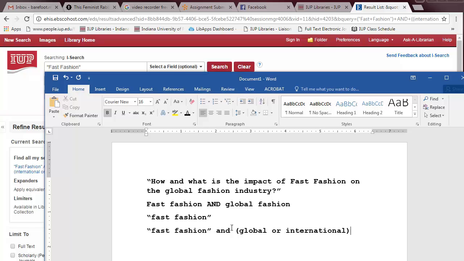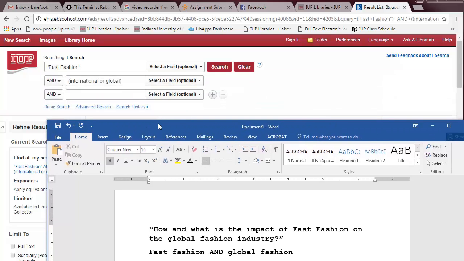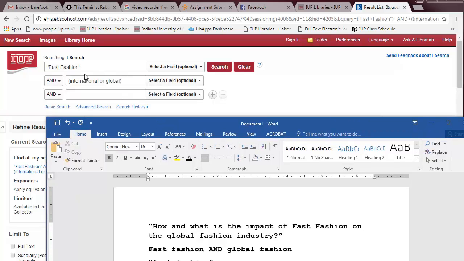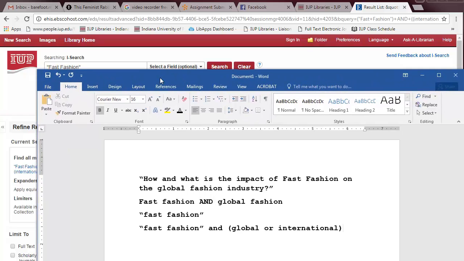So we're using all of those different things that the book talked about and that the tutorial talked about, and we're putting them together into something that the database will understand. The database only knows how to search for what you type in. If you type in an entire sentence, it is going to look for the word how, the word what, the word is, the word the, which have absolutely no relevance to the database. What you want are words that have relevance by themselves, like global fashion.